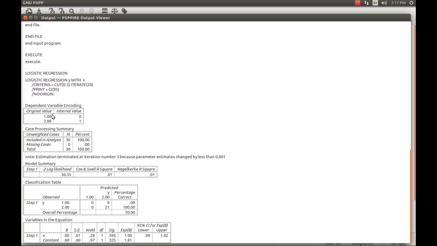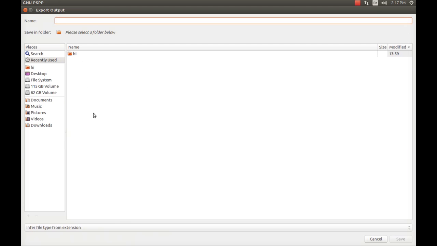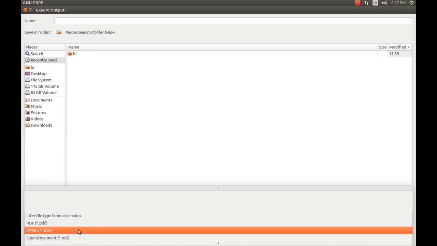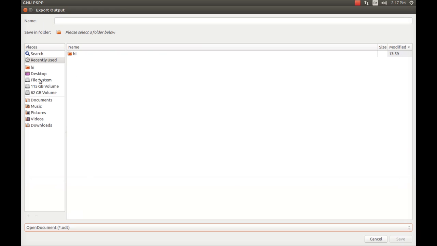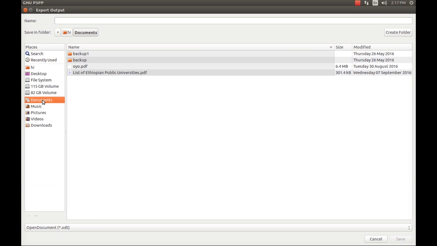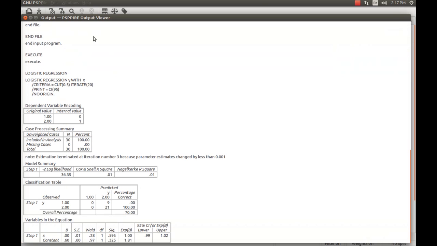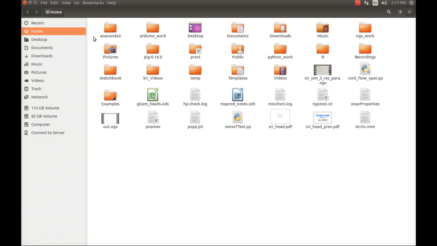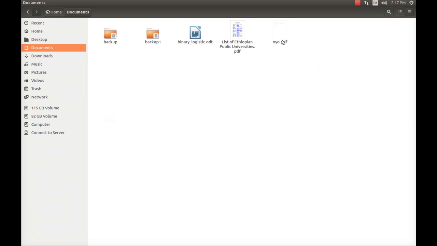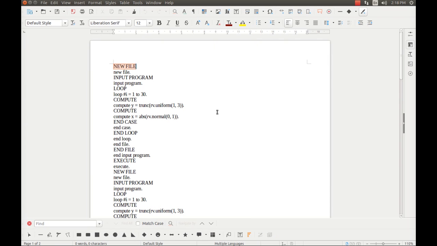Now let us go to the output window, and in the output window you should have the results here. The very first item is the code for the binomial logistic regression. I think it's better to export this into an ODT file, so that it is easy for us to look at. Let me go to the documents, and I should be able to find this binary logistic regression file.